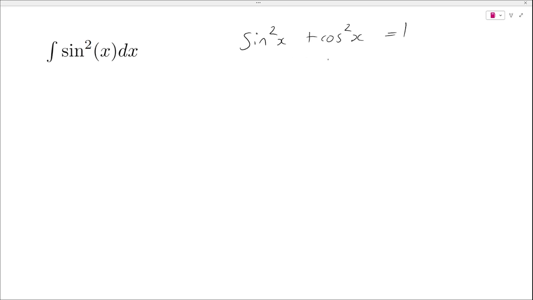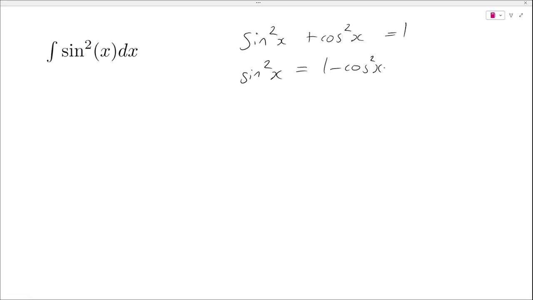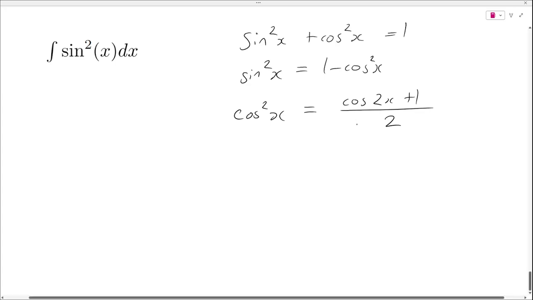And in fact it will, because we can now rewrite this as sine squared x is equal to 1 minus cos squared x. And now you might be thinking, well, that's just changed it from being a sine squared x to a cos squared x term. But we can actually very nicely rewrite cos squared x as cos 2x plus 1 over 2. And this is just coming from another identity.